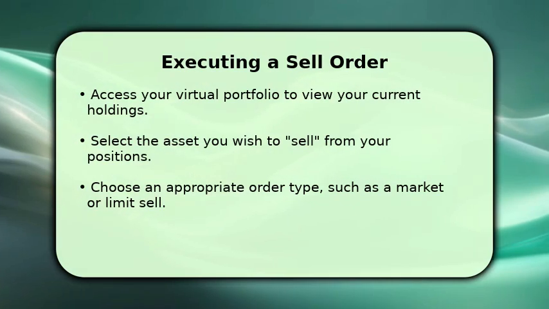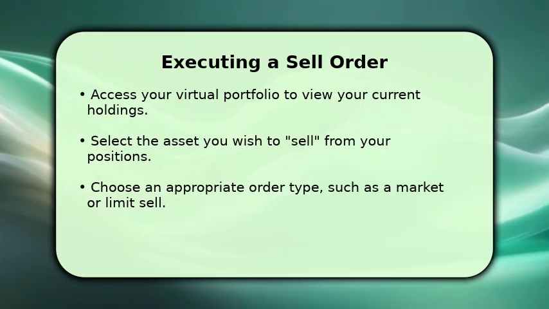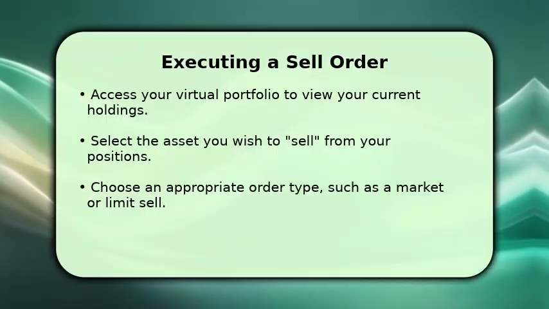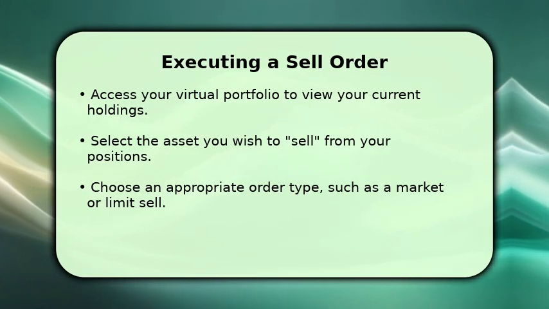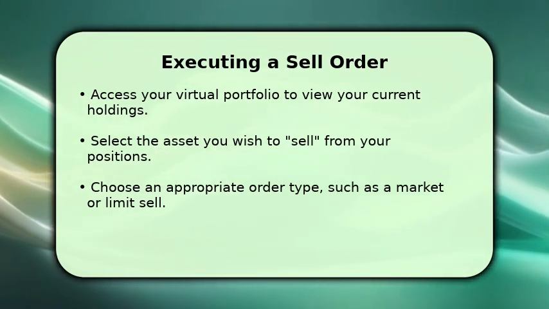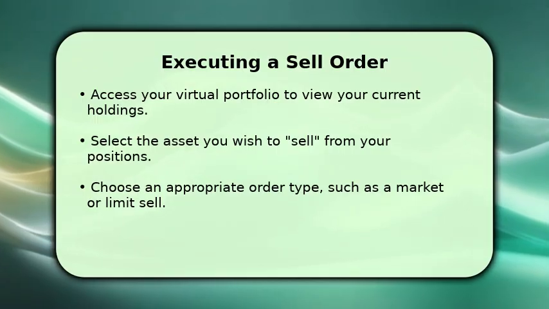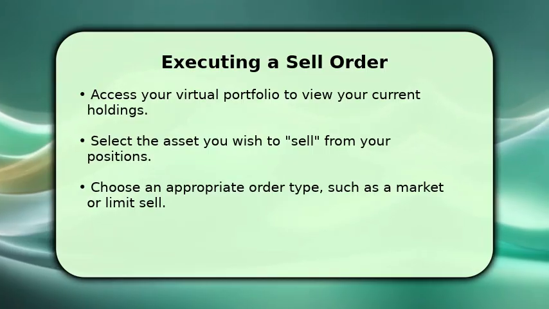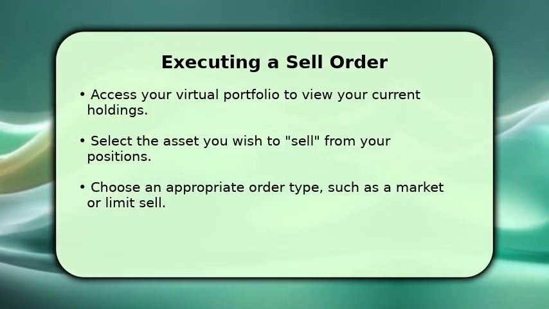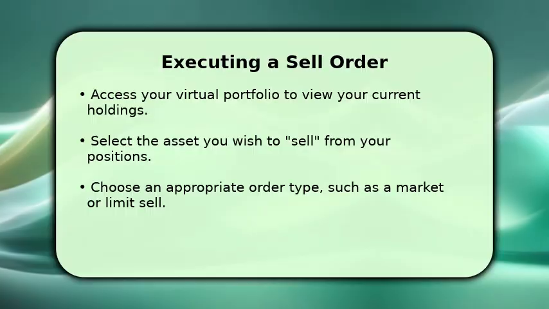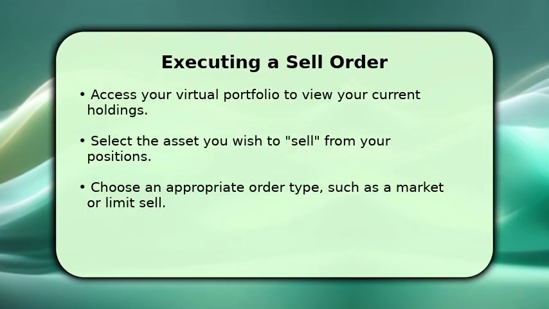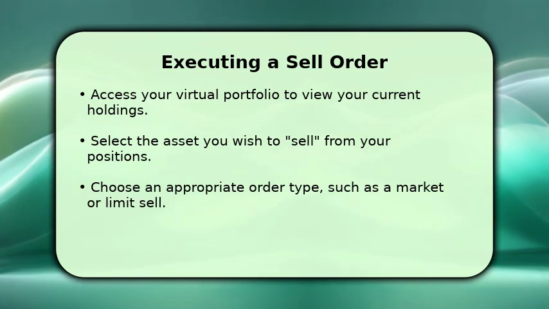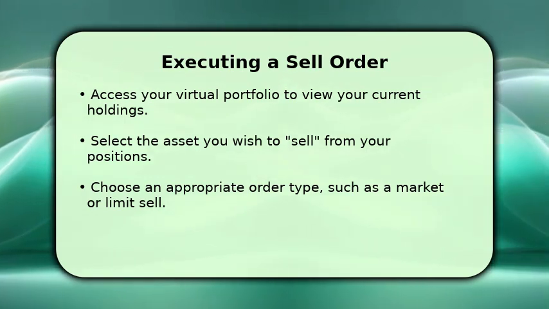Once you've made a virtual purchase, knowing how to sell is equally important. Go to your paper trading portfolio to see your open positions. Select the stock you want to sell, perhaps after a simulated price increase. Similar to buying, you can choose a market order for immediate execution or a limit order to sell at a specific price. Input the number of shares you wish to liquidate, maybe all 50, and confirm the transaction to realize your virtual gains or losses.